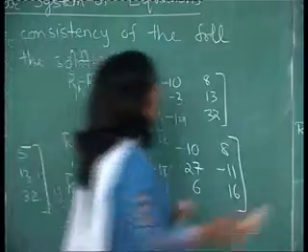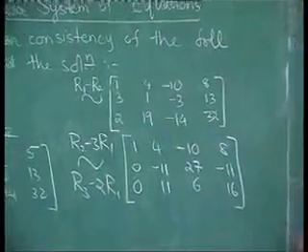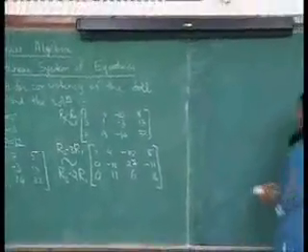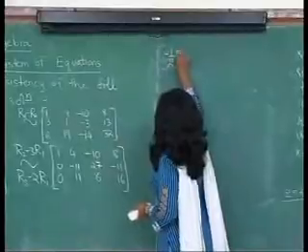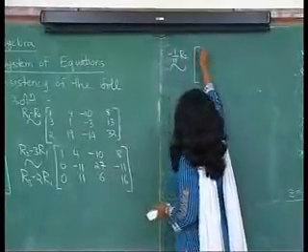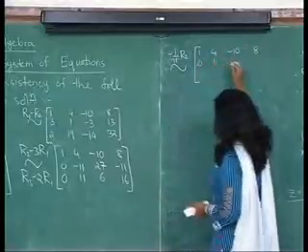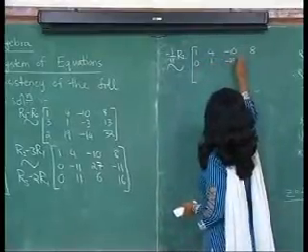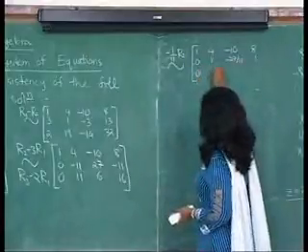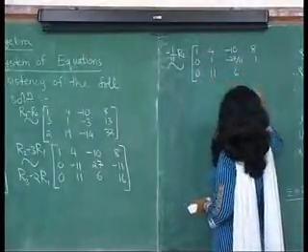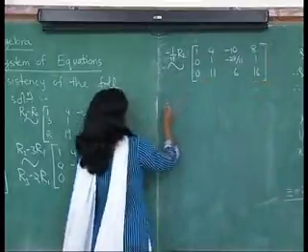Next, we need to bring the leading one in the second row. So let me divide the second row by minus 11. So we will have 1 4 minus 10 8, 0 1 minus 27 by 11 1, 0 0 11 6 and 16. Now we need a 0 below that.